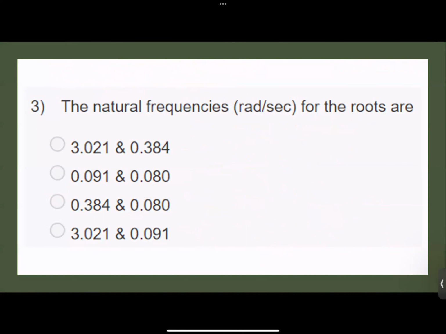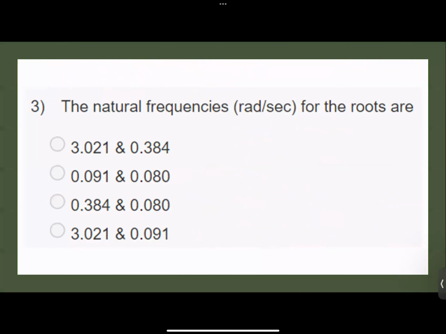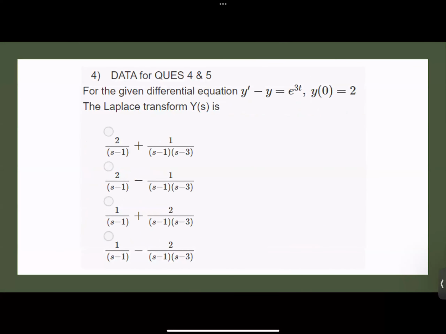The natural frequencies for the roots are, we've already calculated the omega n. So what are the values? We have omega n, this, and this, right? 3.02 and 0.9. This is the value. Okay. Next, the given differential equation, what is the Laplace transform?